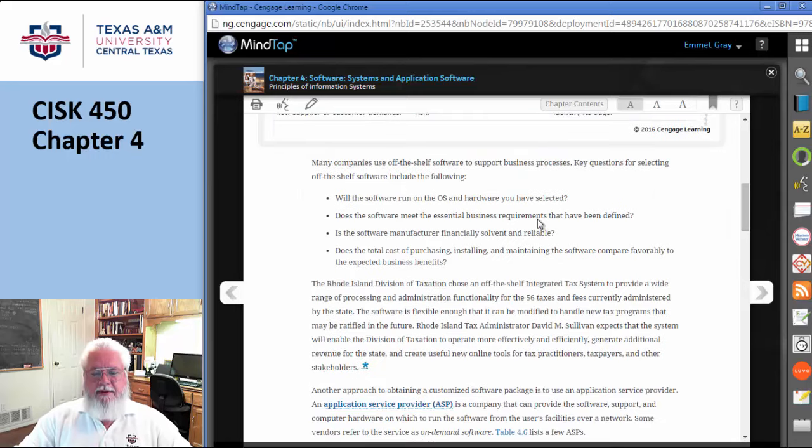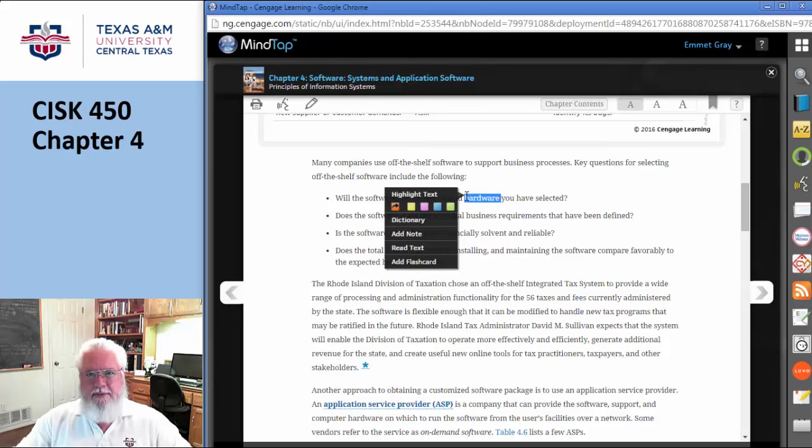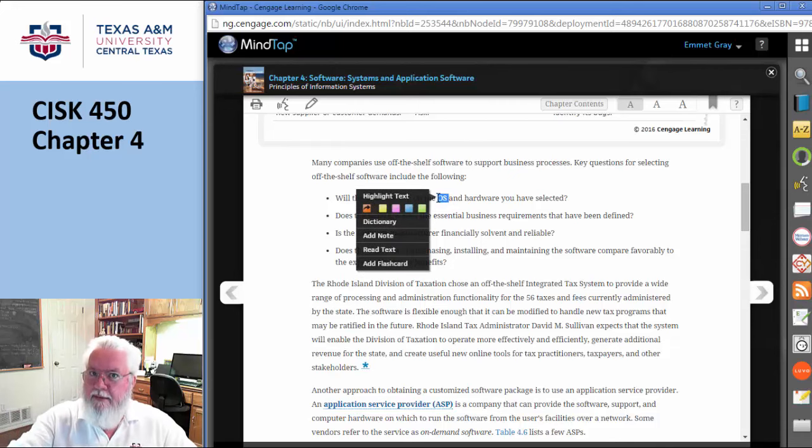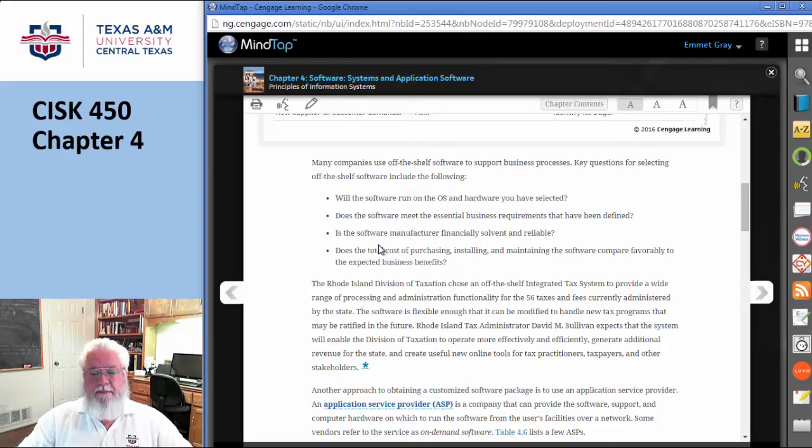All right, I mentioned to you before about key questions. Will the software run on the operating system and hardware? Now, typically hardware is not part of the question anymore. And so when I go to the store, does it run? If I'm in the wrong aisle and I pick up this cool little piece of accounting software that was designed for Windows and I take it home and put it on my Mac, I'm going to be upset, aren't I? Does the software meet the essential business needs? Have you figured out what the business needs are?